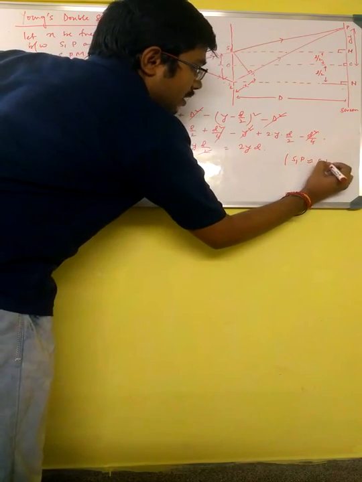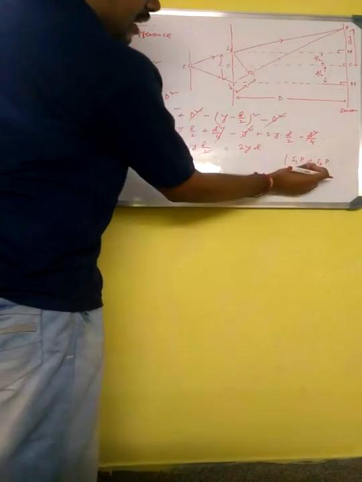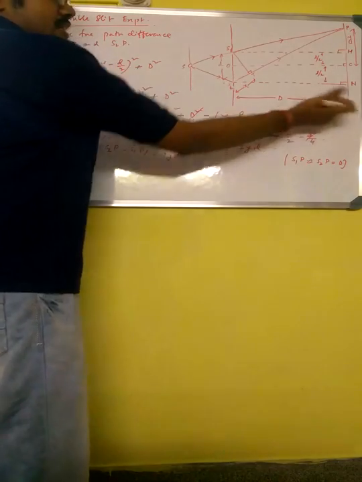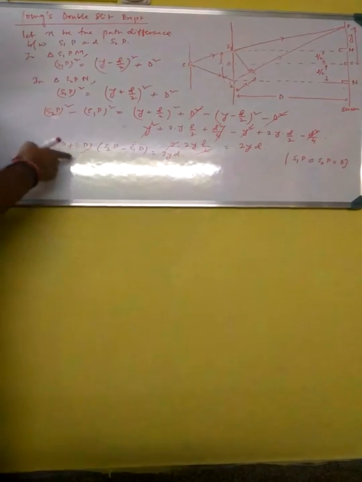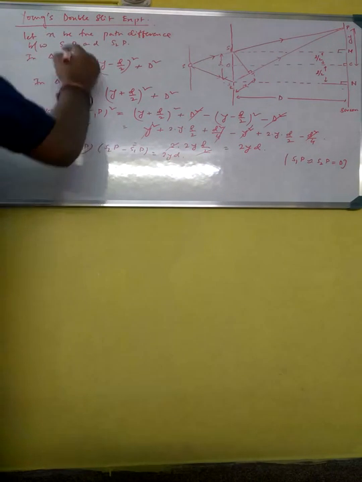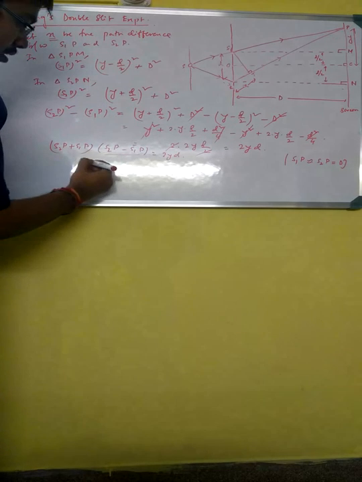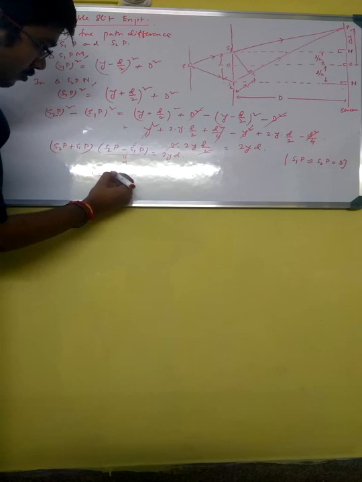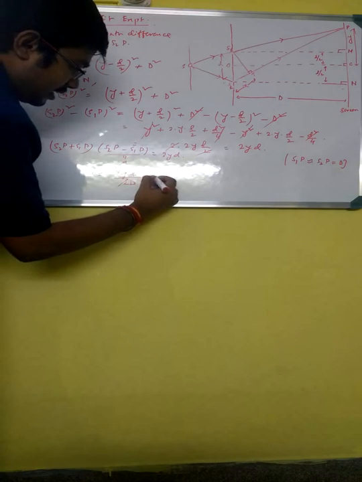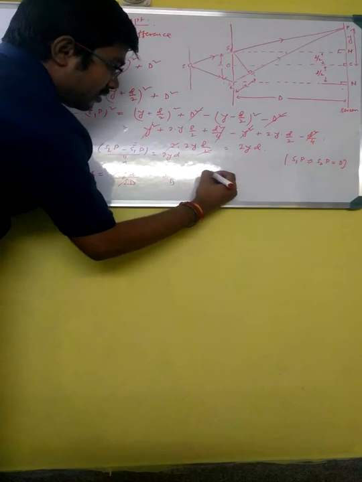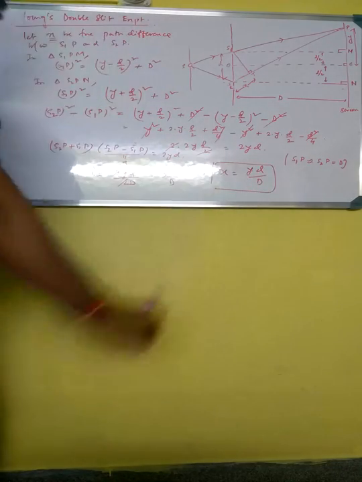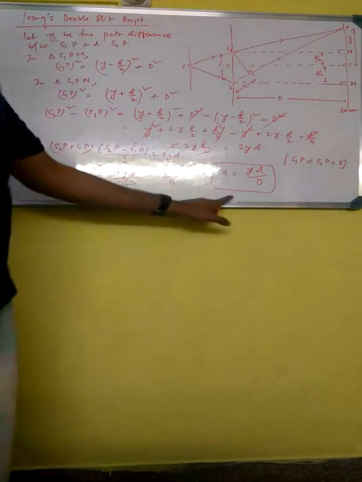We can take S1P nearly equal to S2P. If we neglect this small difference, we can take it as nearly equal to the distance D where the screen is from the slits. So a plus b gives us D plus D, 2D. S2P minus S1P is the x. So x is equal to 2yd over 2D. The 2 gets cancelled and we are left with yd by D. So this is the path difference: x is equal to yd by D.